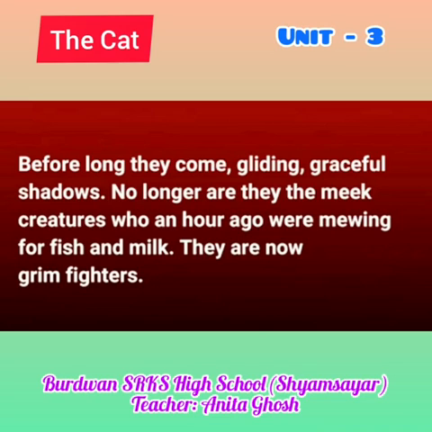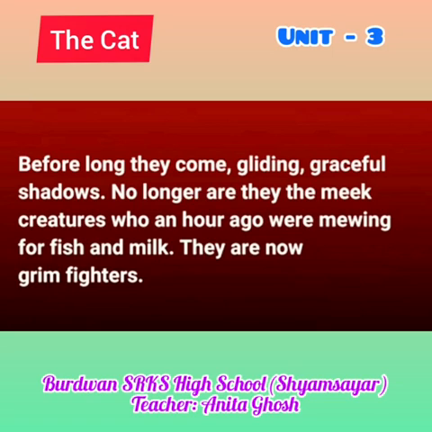Okay, no longer are they the meek creatures who an hour ago were mewing for fish and milk. Now when all the cats gather, if you look at them, they are no longer timid creatures. Meek means timid, who an hour ago were mewing for fish and milk. You all know that in para 1, in unit 1 or 2, we see the cat as a very meek creature. But here in this unit 3, the real character of the cat appears. And mewing is the call of the cat. So now they are no longer mewing for fish and milk.